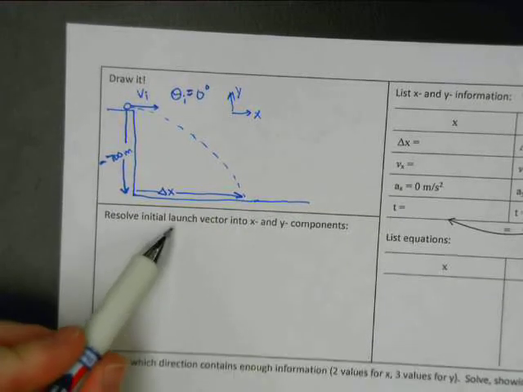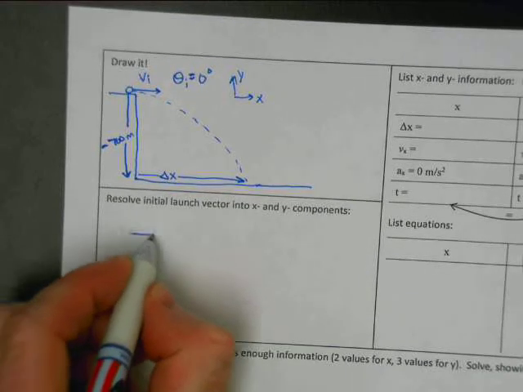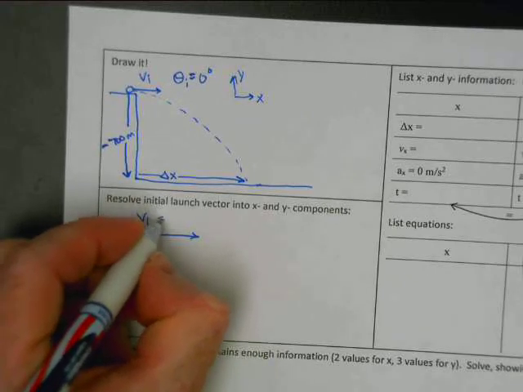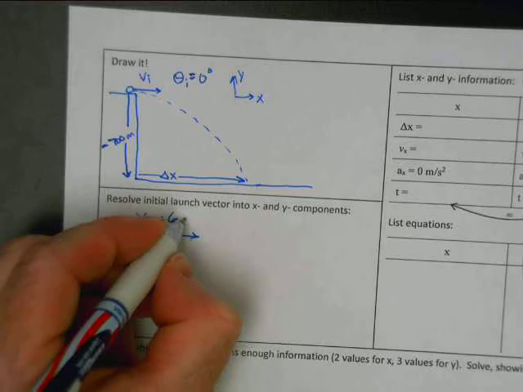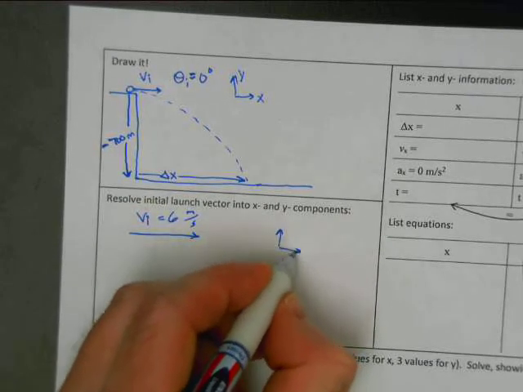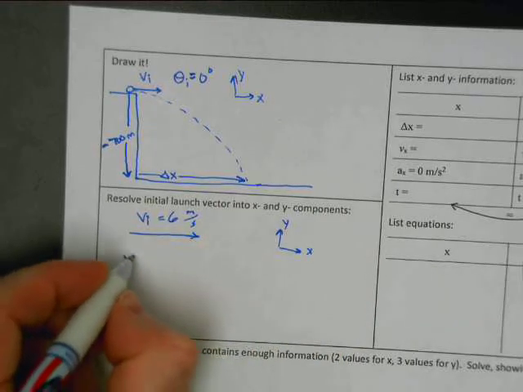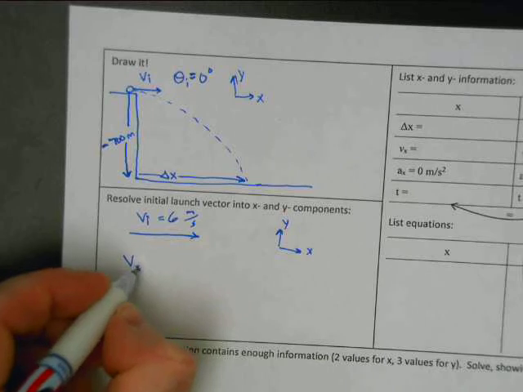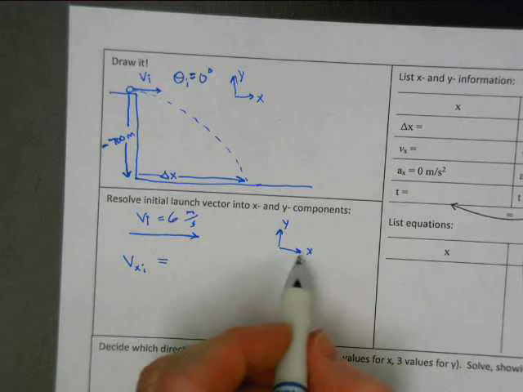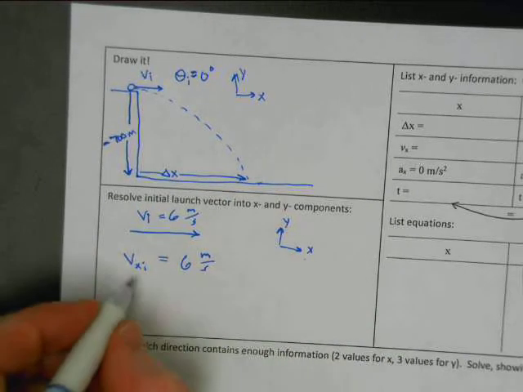I want to resolve the initial launch vector into its x and y components. Well, we have this vector, vi, and we were told that was 6 meters per second. Okay, cool. We have a coordinate system, x and y, and so what is Vx initial, the x component? How much of that vector is in the x direction? All of it. So don't have to do any math on that one. No trig on that one.